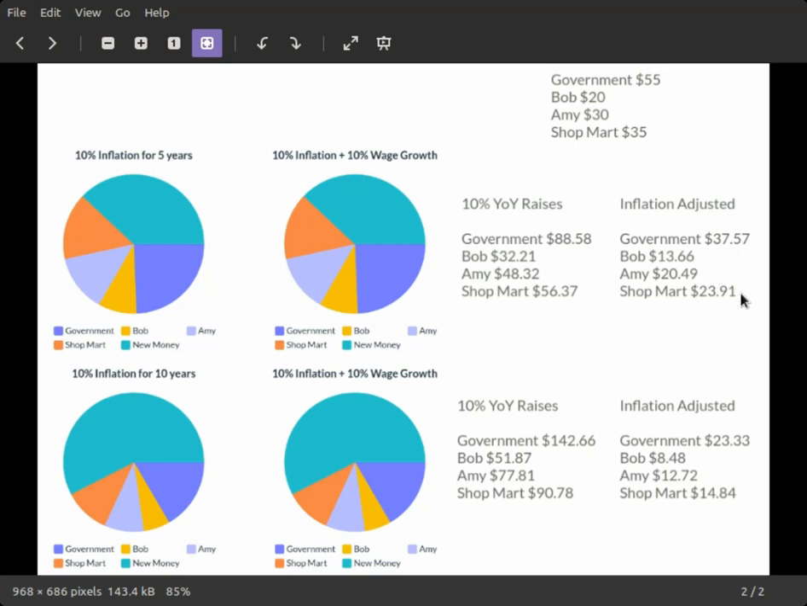Oh, are these the same numbers we had on the last page? Hmm. We have an inflation adjusted chart, and then we have an inflation adjusted chart where everybody makes 10% more money. It didn't change anything. It's unfortunate.